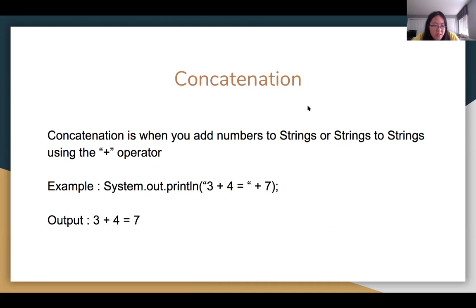Concatenation. Okay, it's a long word, but trust me, it's not that difficult. Concatenation is just when you add numbers to strings or strings to strings using the plus operator. So for example, you have System.out.println. In quotation marks, you have 3 plus 4 equals, and then plus a 7. Normally in regular math, you would say this is not correct. It's not supposed to be like that, right? But in this case, it works because it's Java. Notice that what's inside here is counted as a string, so we're adding a string to a number 7 here. In that case, the output would be 3 plus 4 equals 7, and that would work as normal.